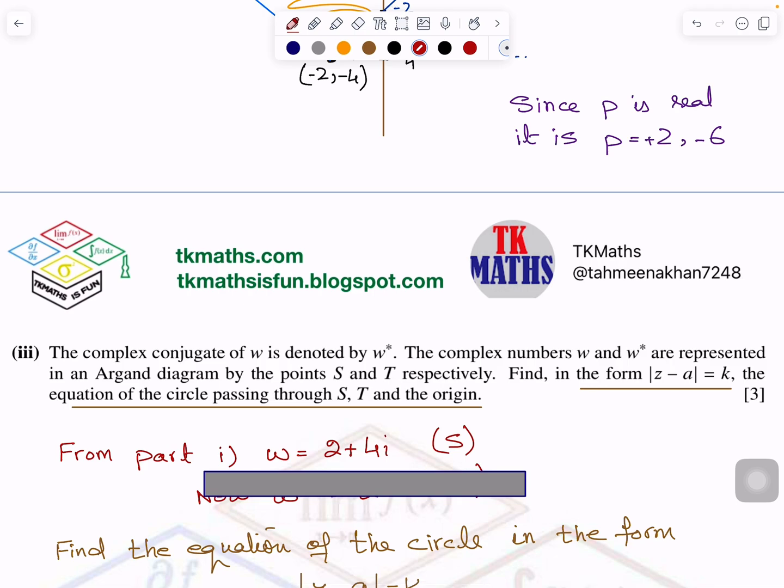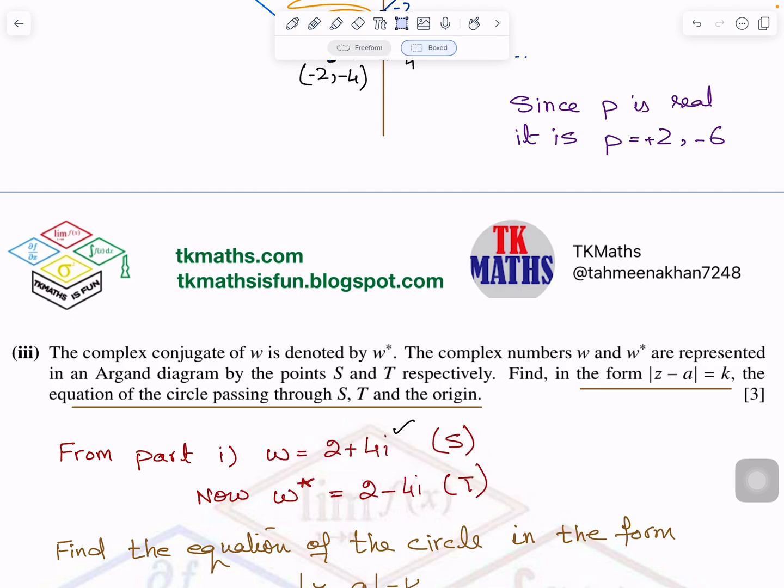Now part 3. The complex number W and its conjugate W conjugate are represented by S and T. So 2 plus 4i is represented by S, and what will be the conjugate of 2 plus 4i? Do you know that? Repeat it in your mind. Okay. So yes, you are right. It is 2 minus 4i, and I will call it T.